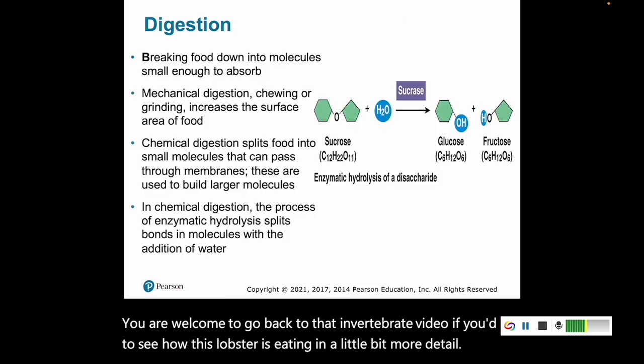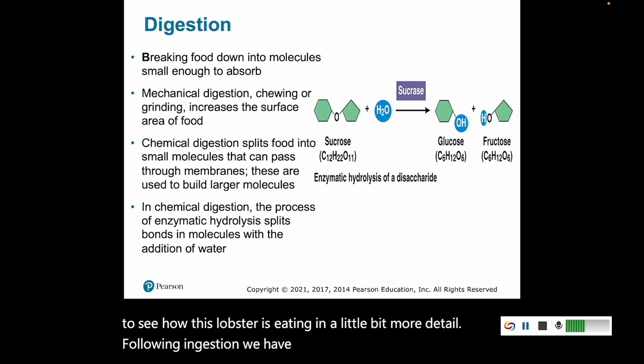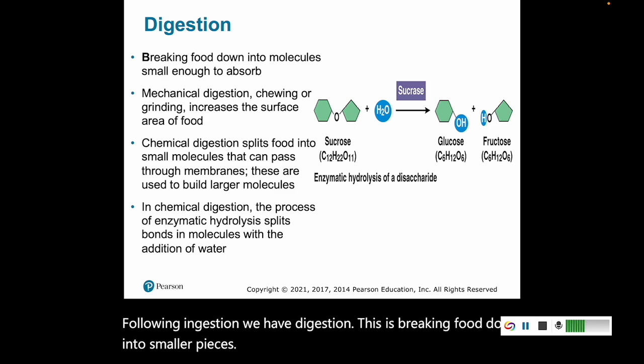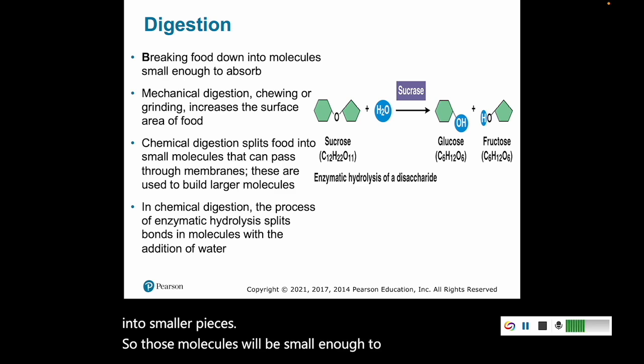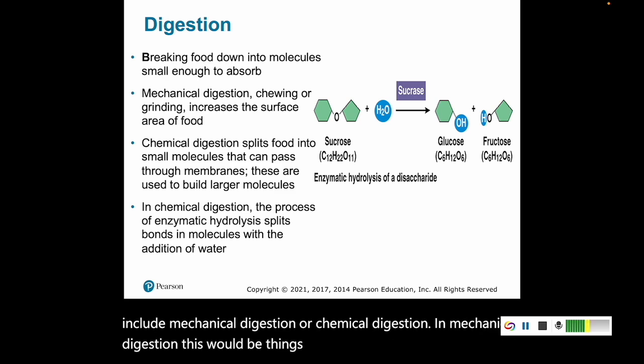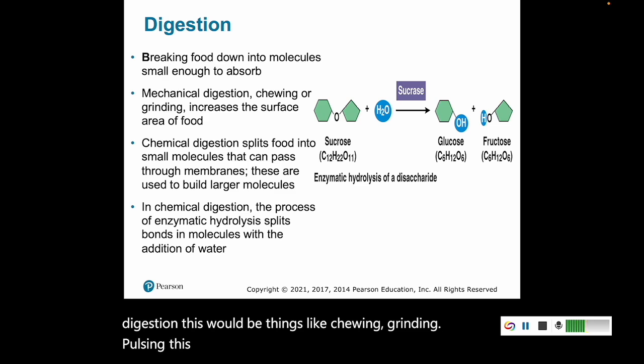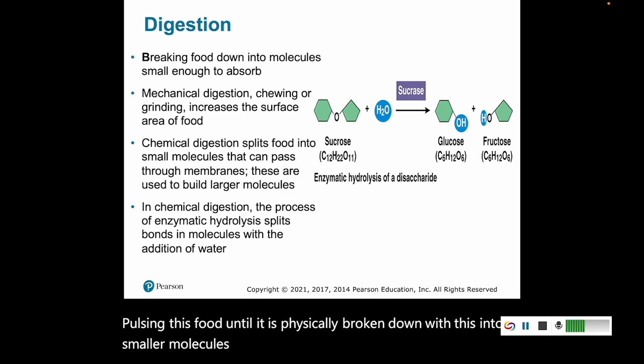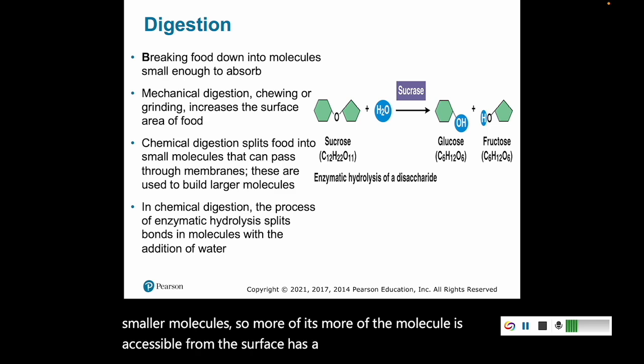Following ingestion, we have digestion. This is breaking food down into smaller pieces, so those molecules will be small enough to absorb. This could include mechanical digestion or chemical digestion. In mechanical digestion, this would be things like chewing, grinding, pulsing this food until it is physically broken down into smaller molecules. So more of the molecule is accessible from the surface, has a greater surface area.